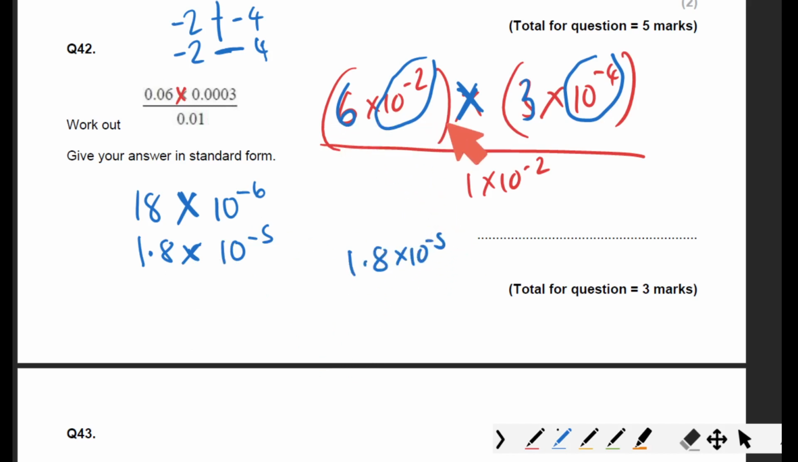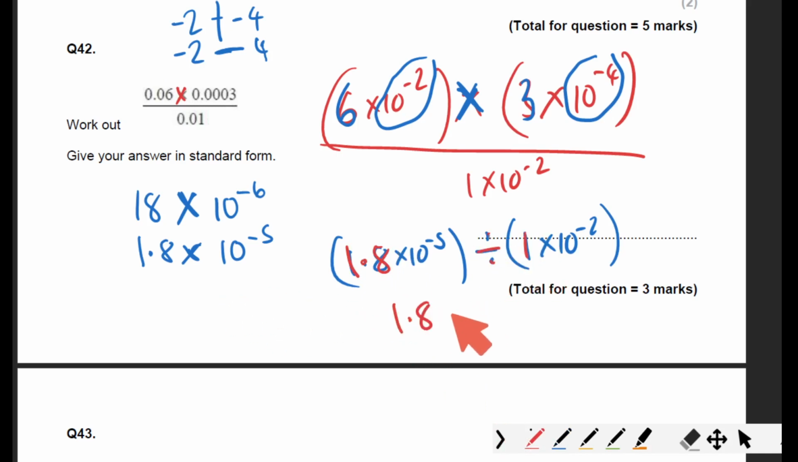Right, so far I've only been working on the numerator. Divided by, let's try it this way, divided by this thing over here. Right, let's work it out now. 1.8 divided by 1 is still 1.8. Don't forget the time symbol because it's going to be standard form.